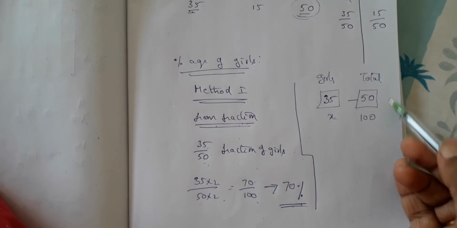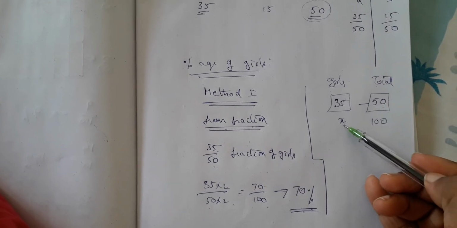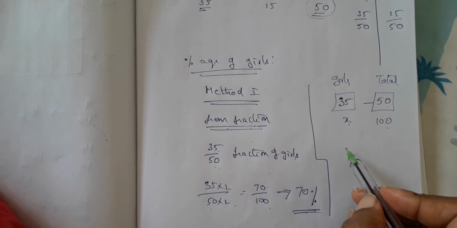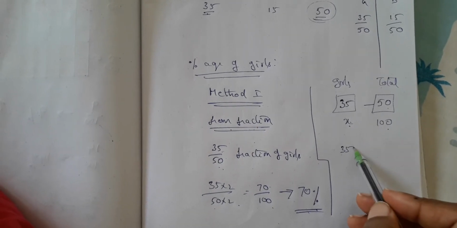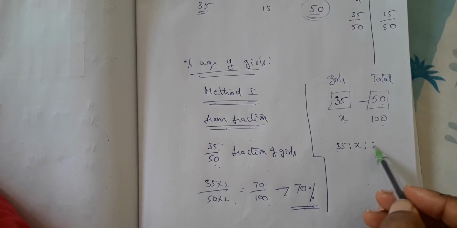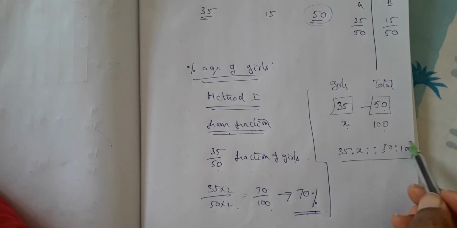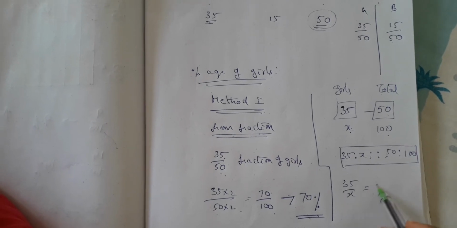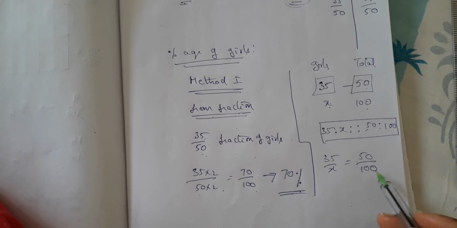How did we do it in the previous class? Girls 35, total 50. Girls, we don't know how many they are, x; here the total is 100. So write it directly: 35 is to x as 50 is to 100. This is the way you will write it. Or directly, 35 by x is equal to 50 by 100.